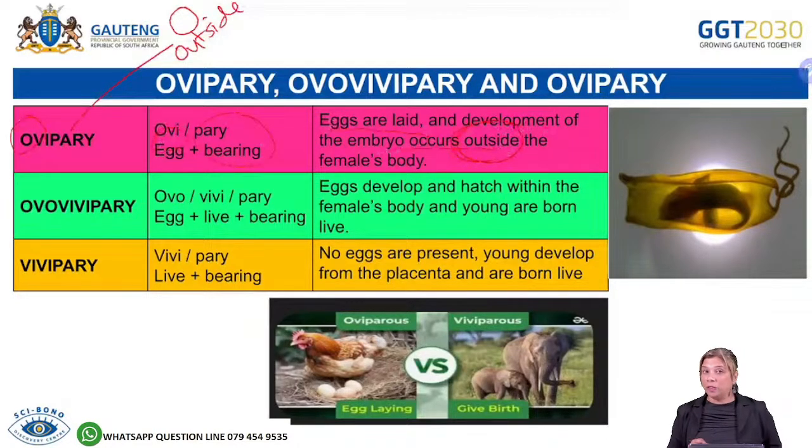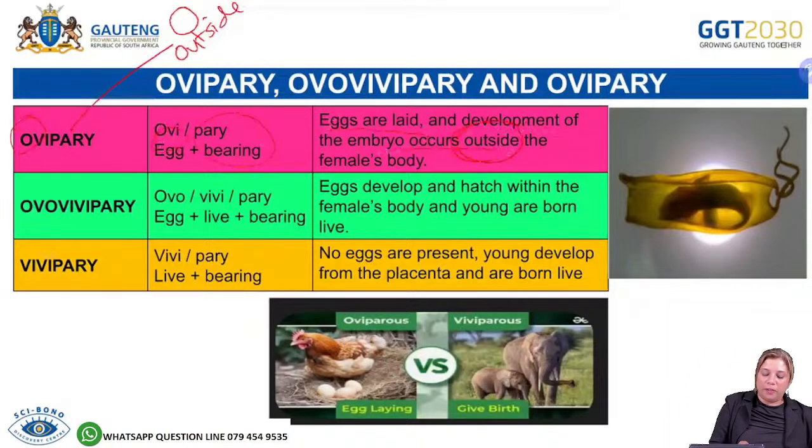So, do you remember ovipary now? Ovipary. Ovi meaning egg, isn't it? O because an egg is laid, and O because the egg is laid outside the female's body. Very easy to remember. Now, we're going to do the flip side of it.